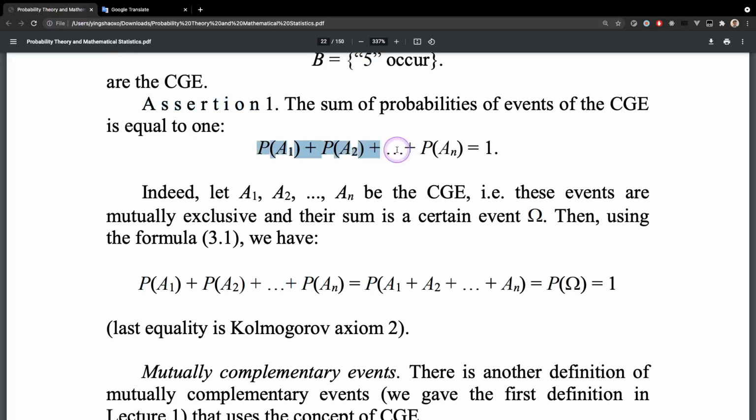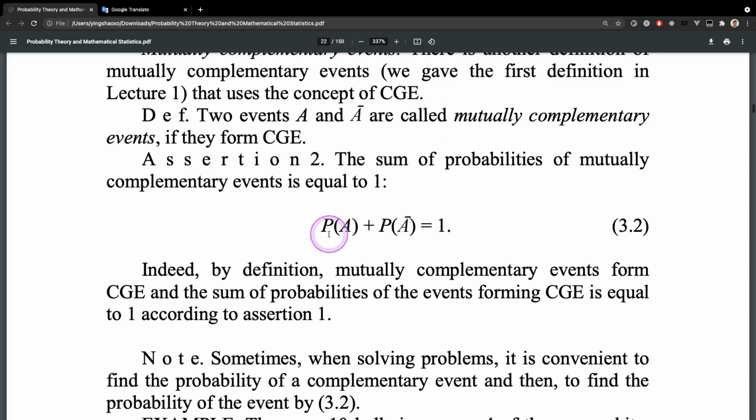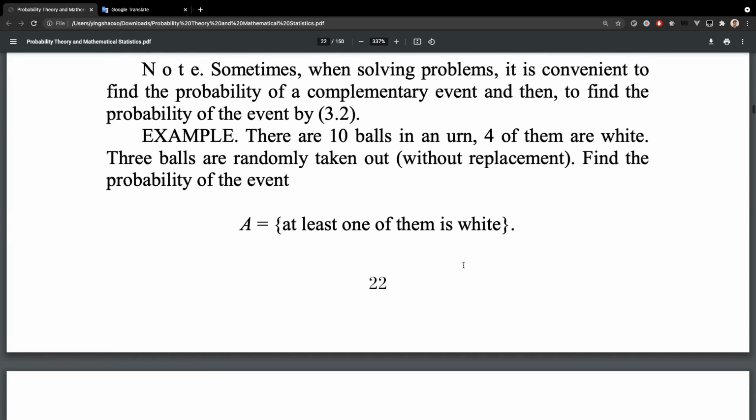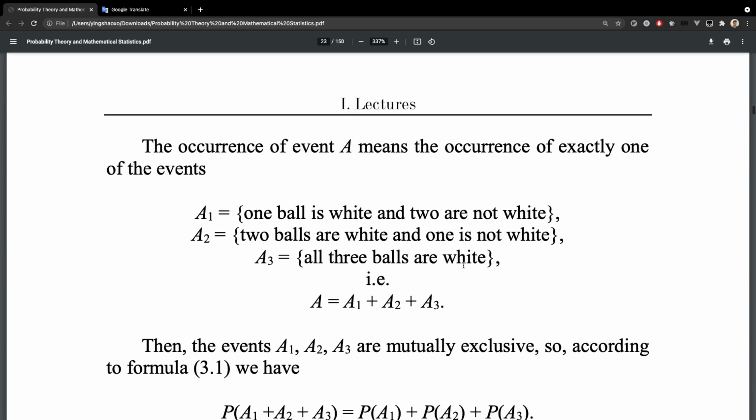Assertion 1: all those probabilities, if we add those values together, we will get 1. That's something we all know. And then the probability of an event plus the probability of its opposite is also equal to 1. This is also something that we are quite familiar with, so I don't want to waste time on this.